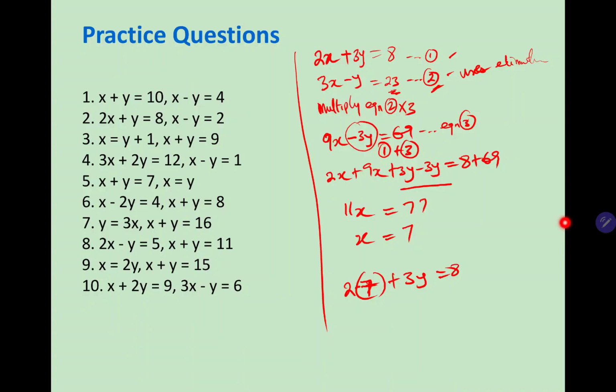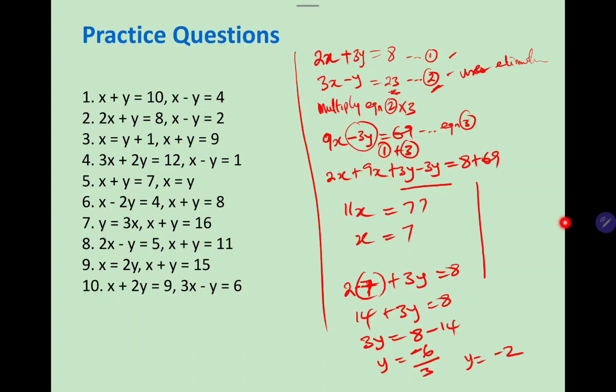So here, 2 times 7 will be 14 plus 3y is equals to 8. And then when we take our matching terms, we're going to have 3y is equals to 8 minus 14. Then y will be equal to what? 8 minus 14 is minus 6 over 3. And y is equals to minus 2.